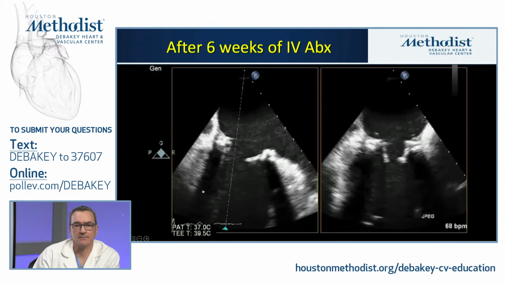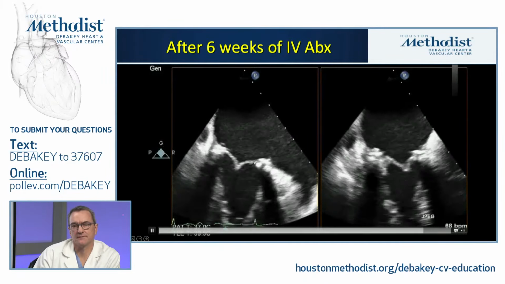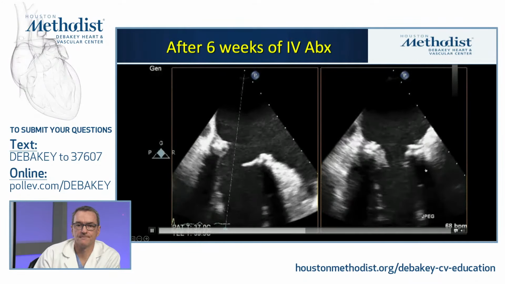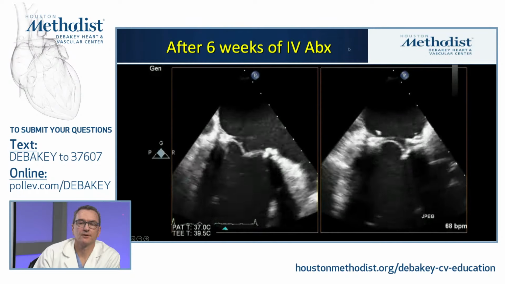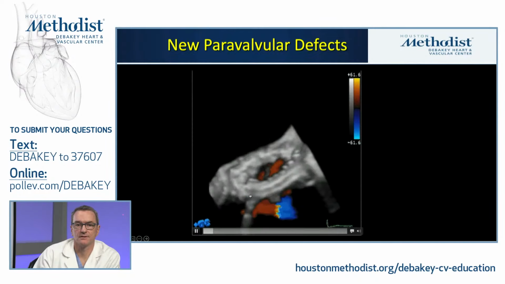After 6 weeks of antibiotics, the bulk is gone, the gradients are not quite normal but much improved. But you do see that the leaflets aren't moving quite normally. There's still a bit of restriction and thickening to this leaflet, perhaps shown over here. But on the 3D imaging, a very interesting consequence is noted. These 3 paravalvular defects.